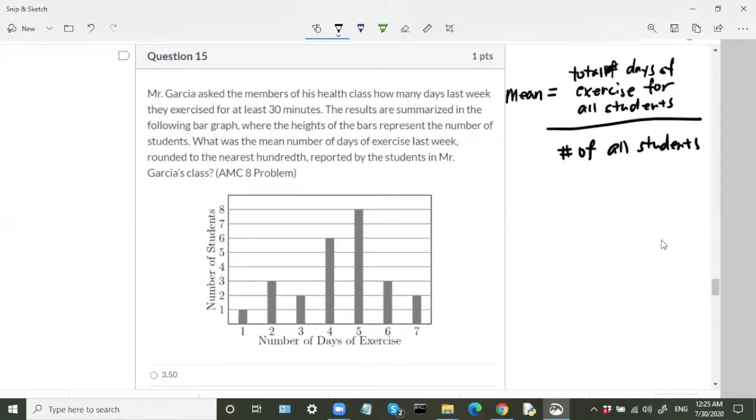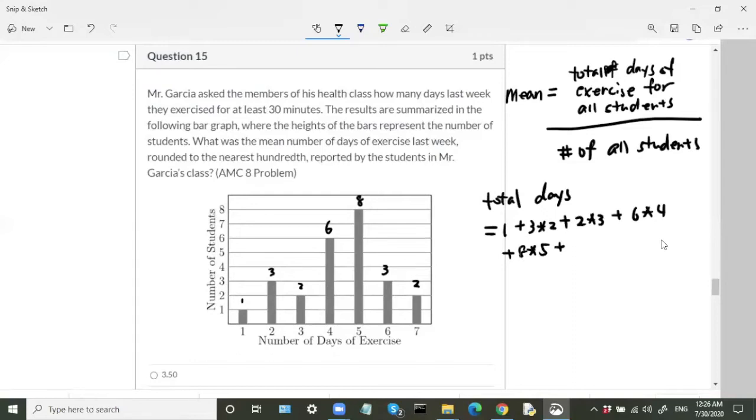So here we have just one student exercising one day, and we have 3 students exercising 2 days. Then we have 2 students exercising 3 days. Then we have 6 students exercising 4 days. That is 8 students, 5 days. And that is 3 students, 6 days, and 2 students, 7 days. So the total days equals 1 times 1, plus 3 times 2, plus 2 times 3, plus 6 times 4, plus 8 times 5, plus 3 times 6, plus 2 times 7.